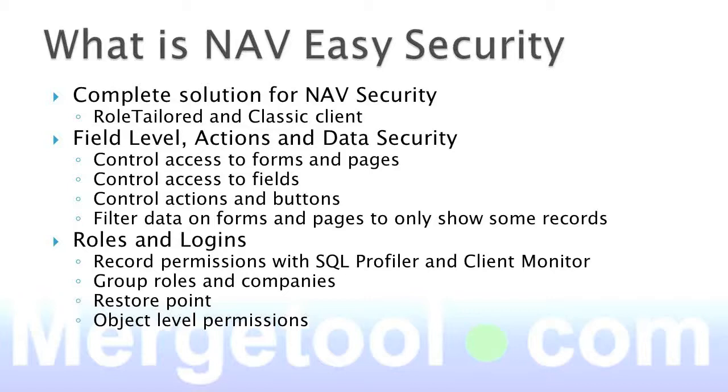There are really two pieces of it. The one is field level actions and data security. It's something that can't be done in standard Navision with permissions, and it allows you to control access to forms and pages, and access to individual fields on forms and pages. You can control the actions and buttons, and you can also filter data both on forms and pages, so you can limit what records a user can see.